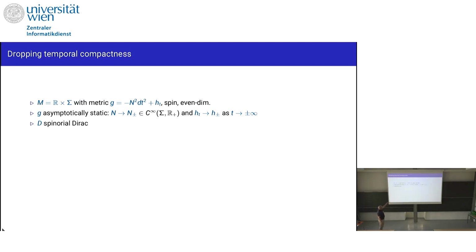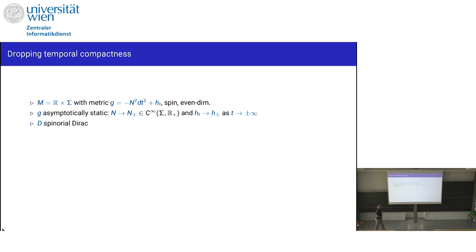So in this case, we keep the Cauchy surface compact, but we now have non-compact time. So the manifold is R cross sigma with a metric of this form. That's the general form a globally hyperbolic metric can take. It's spin and even dimensional. And we assume that the metric is asymptotically static as we go to plus and minus time infinity. So this function in front of the metric should converge to a smooth, positive function on sigma as t goes to plus and minus infinity. And similarly, these metrics should converge, and they should do so with a certain prescribed decay.